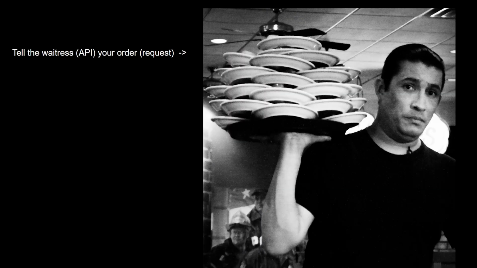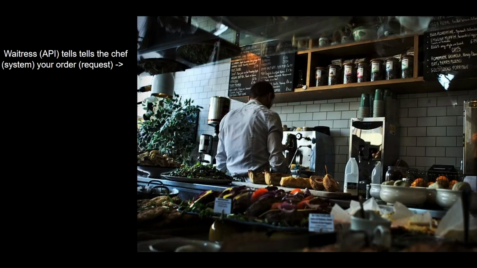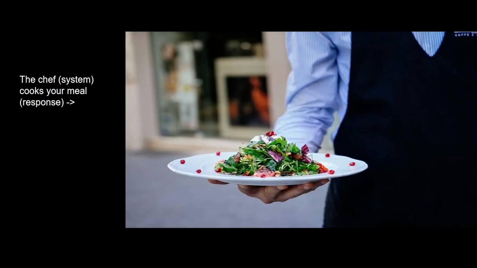So you tell the waitress, the API, your order, which is the request. So you're sending your request to the API. Now the waitress tells the chef, the system, your request. And now that the system has your request, it starts processing everything it needs to do to spit out a response. And in this case, the chef cooks your meal, which is the response, and it is then handed back to the API, which is then delivered to you.